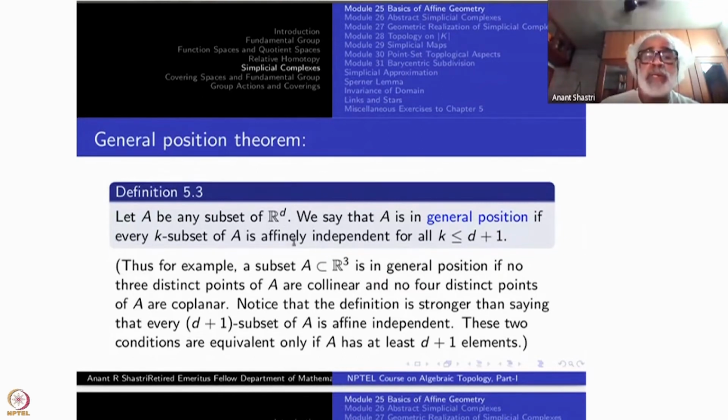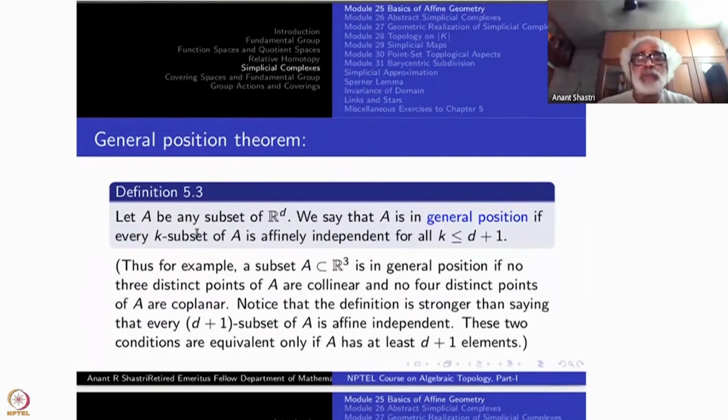Every K subset is affinely independent. A itself may be an infinite set. What does it mean, K subset? A K subset means a subset which has K elements.